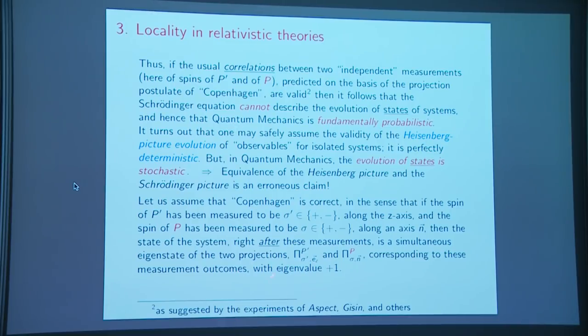It's the projection that measures spin sigma prime in the z direction for particle P prime, and the projection pi P sigma n, which projects onto a state of particle P with spin sigma in the direction of the axis n. And the state is a simultaneous eigenstate of these two projections corresponding to the eigenvalue plus 1. That's the usual Copenhagen heuristics.